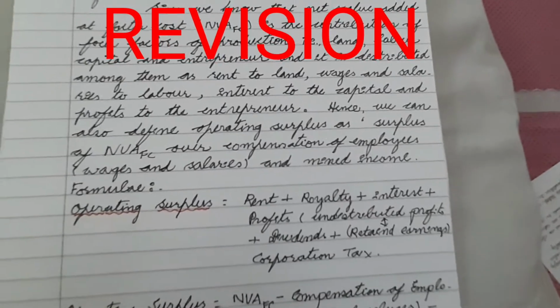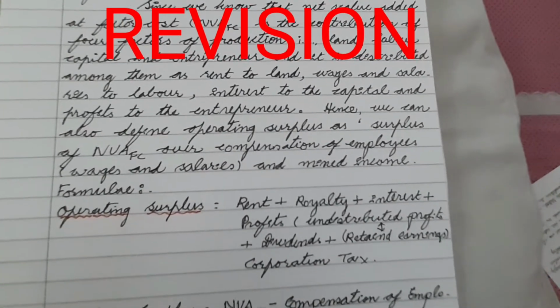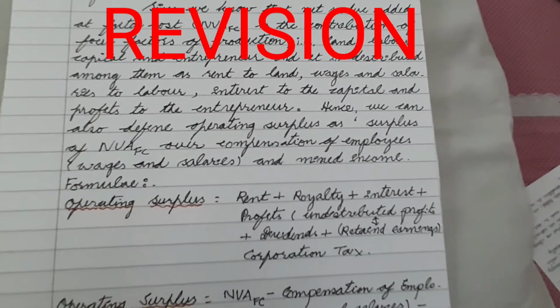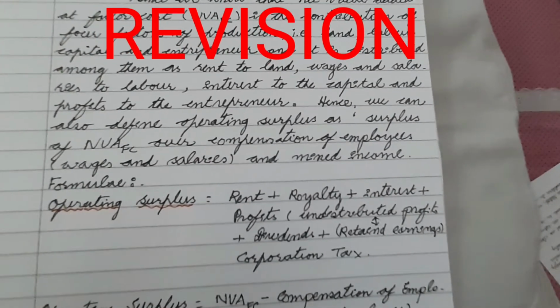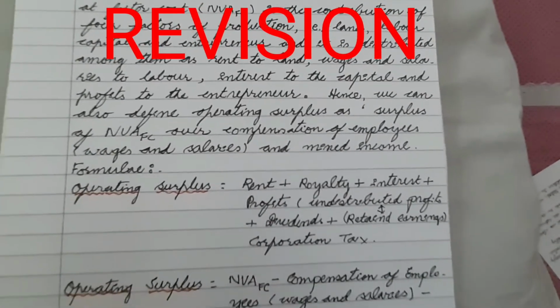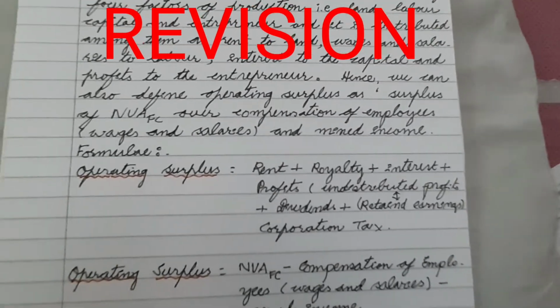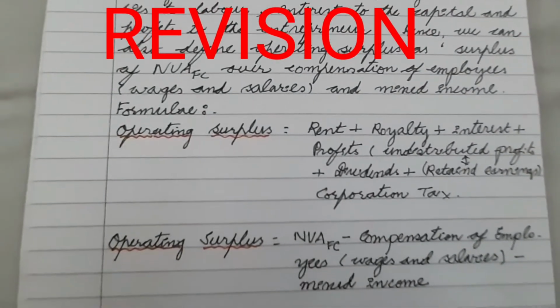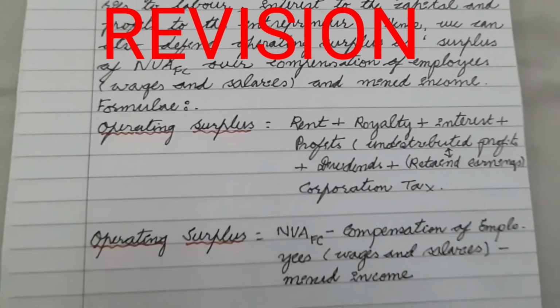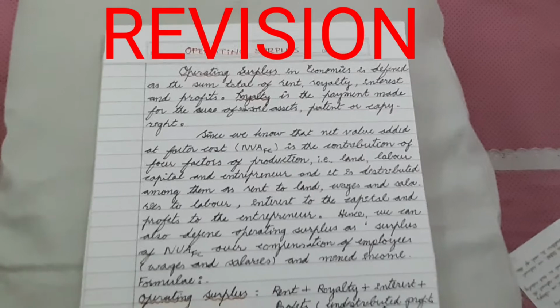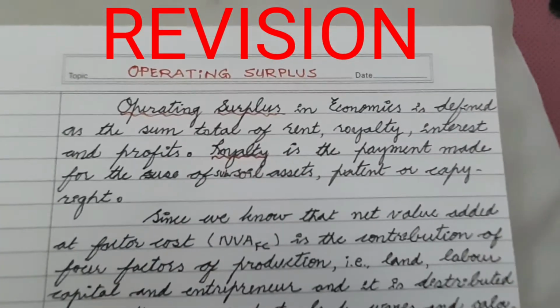Mind it, profits has its components also. That is equal to undistributed profits, we can call it also as retained earnings, plus dividends plus corporation tax. Operating surplus is equal to net value added at factor cost minus compensation of employees, that is wages and salaries, minus mixed income.